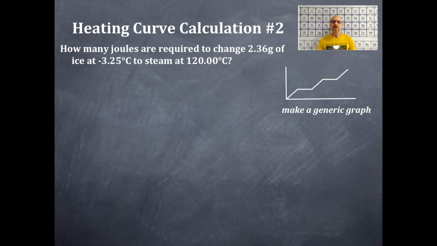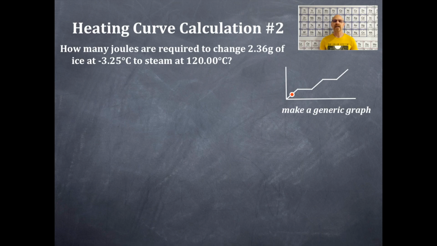From that, we need to figure out what our lowest temperature in the problem is. For this particular problem, the lowest temperature is negative 3.25 degrees Celsius. So where does that belong? That is below the freezing point of water, so it is below the first horizontal section of this graph. I'm going to put a dot right there. It doesn't have to be accurate or precise, but it just needs to be below that first horizontal line.